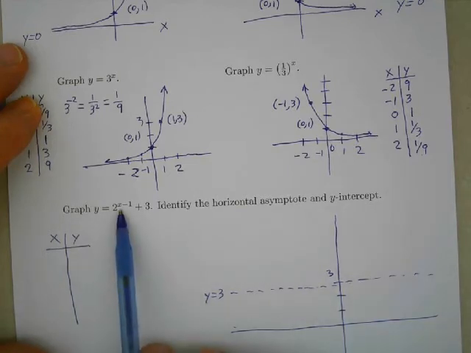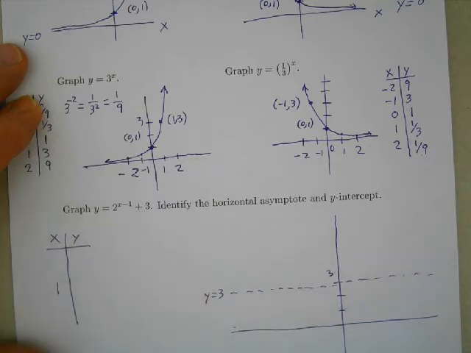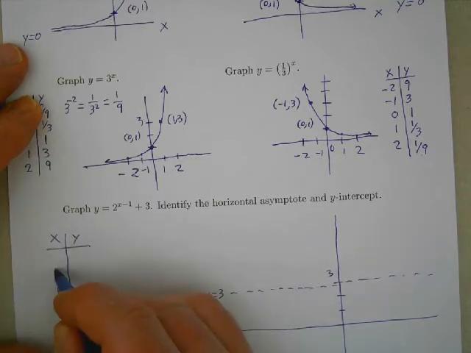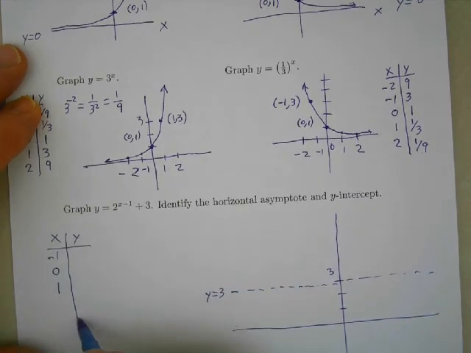So I suppose what I would do, since the exponent is x minus 1, I'm going to pick my middle x value to be 1, and then I'll pick a couple of numbers smaller than 1, like 0 and -1. And then I'll pick a couple of numbers larger than 1, like 2 and 3.